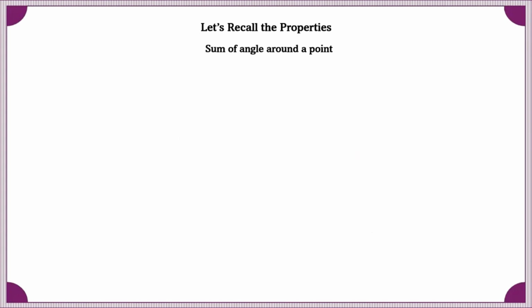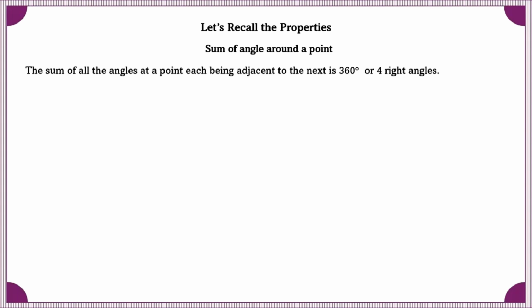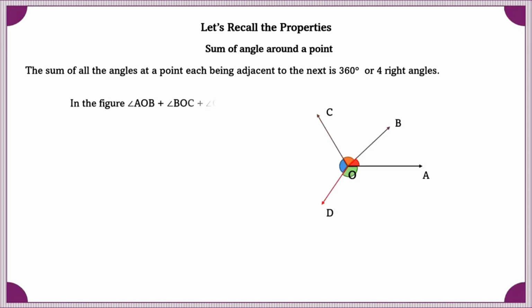Let us recall some of the properties to further continue our sum. The sum of all the angles at a point, each being adjacent to the next, is 360 degrees or 4 right angles. In the figure, angle AOB plus angle BOC plus angle COD plus angle DOA is equal to 360 degrees.